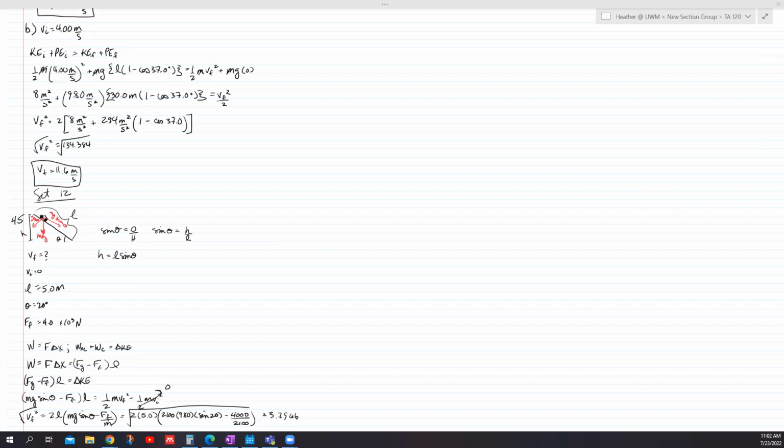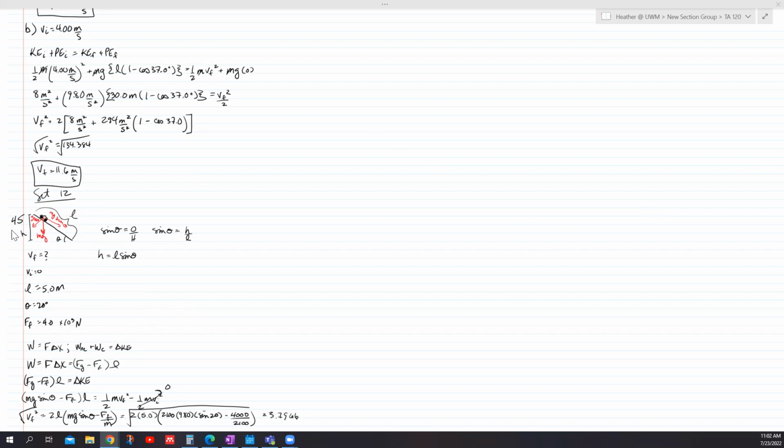45. A 2.1 times 10 to the 3 kilogram car starts from rest at the top of a 5.0 meter long driveway that is inclined at 20, or sorry, 20 degrees with the horizontal. If an average friction force of 4.0 times 10 to the 3 newtons impedes the motion, find the speed of the car at the bottom of the driveway. Okay, that's a lot. So we're going to start with what we need, and what we need is final speed. We are given the car starts from rest, so we have initial velocity 0.